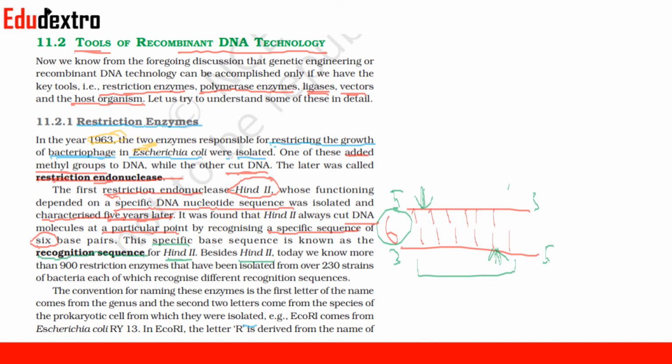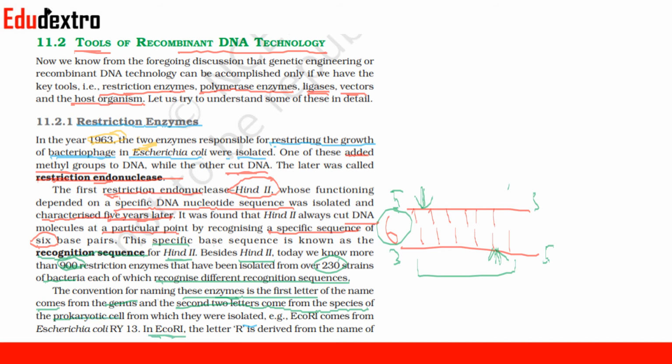Besides HindII, we know of more than 900 restriction enzymes that have been isolated from 230 strains of bacteria, each of which recognizes a different recognition sequence. Totally, we have 900 restriction enzymes to date. Though restriction enzymes are molecular scissors, they are named so because they restricted the growth of bacteriophage. The convention for these enzymes is that the first letter of the name comes from the genus and the next two letters come from the species of the prokaryotic cell.